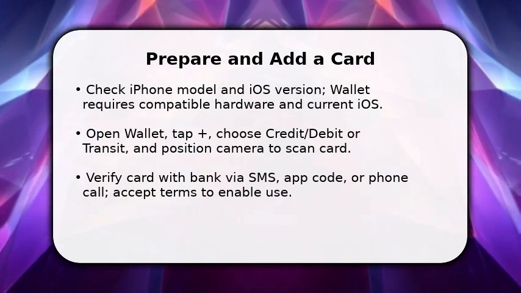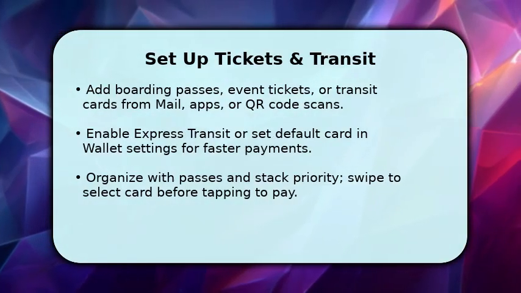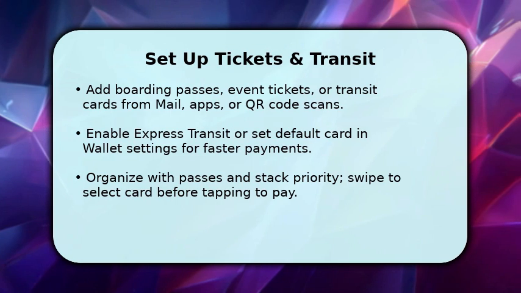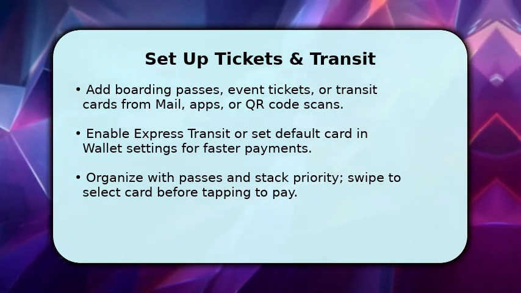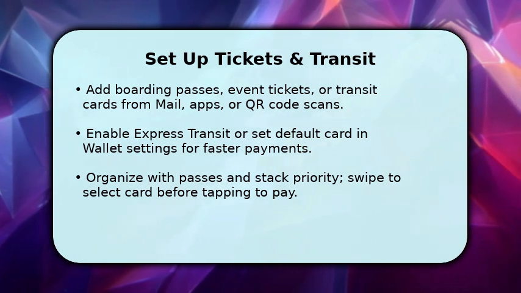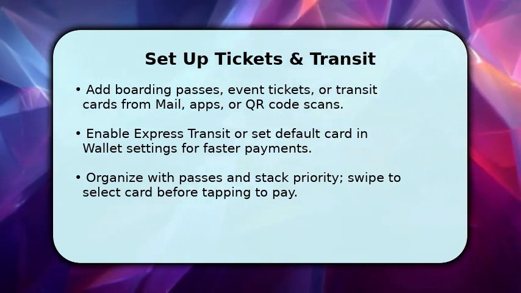Once your payment method is in Wallet, add tickets and transit passes by opening the ticket email or app, tapping Add to Apple Wallet, or scanning a QR/PK pass file. Make sure to enable Express Transit for supported cards so you can tap without Face ID or Touch ID.